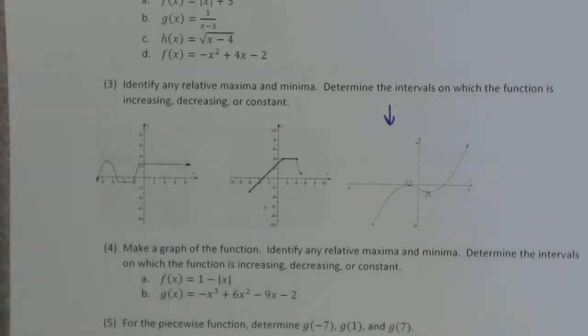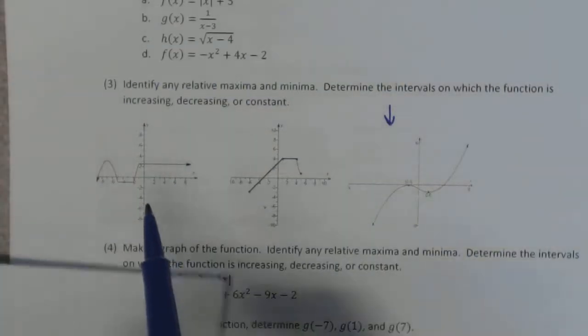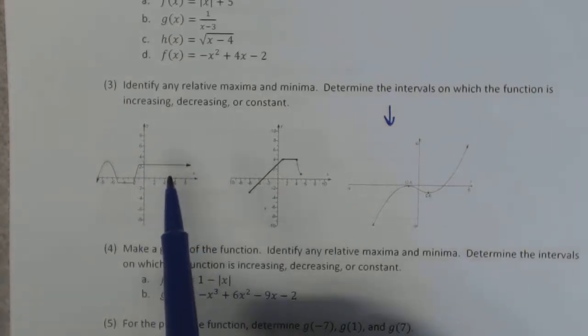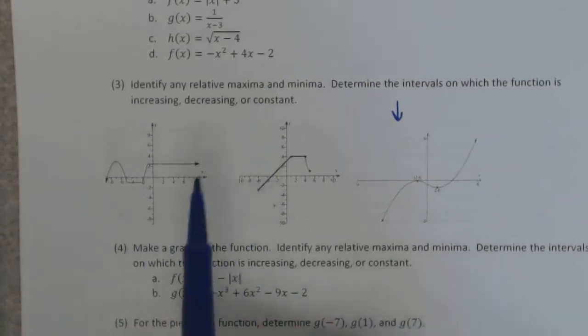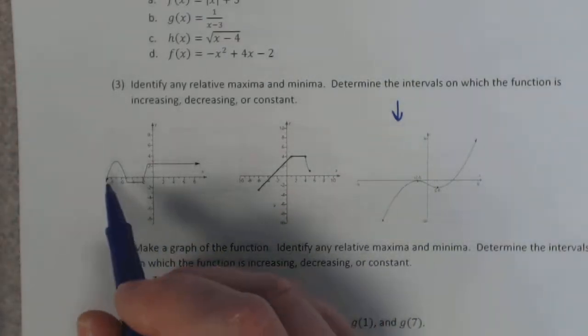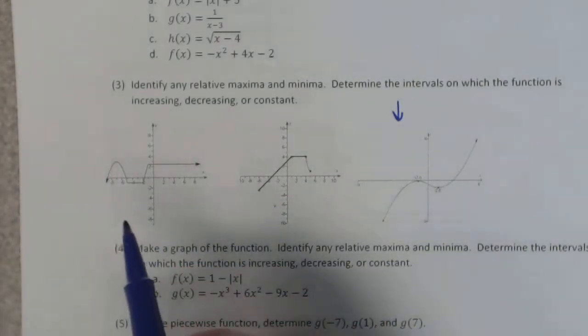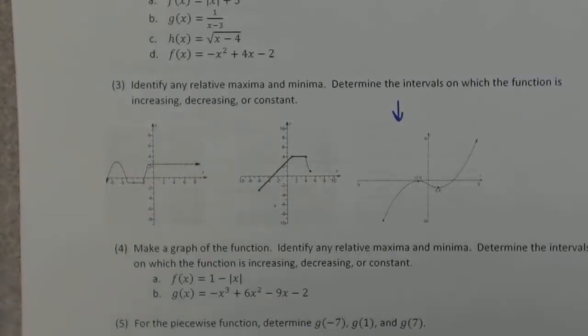We took a little bit away. We'll add a little bit to it. So the first question: where is this increasing, decreasing, or constant? Well, I'm going to start on the left side. Increasing is where the graph is essentially going up, and decreasing is essentially where the graph is going down, and constant is where the graph is flat.